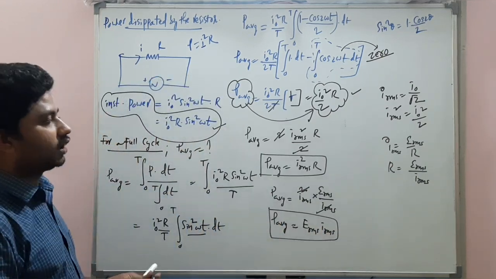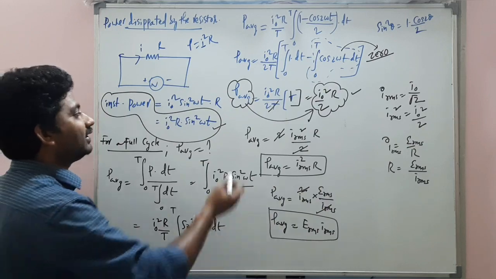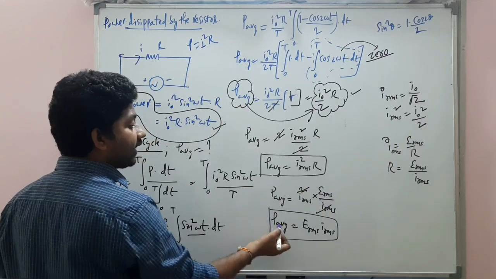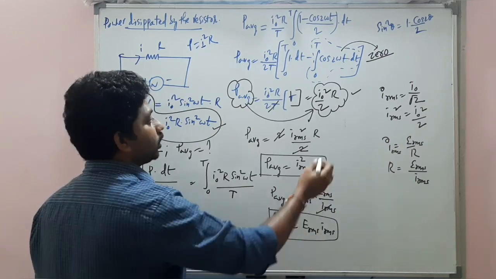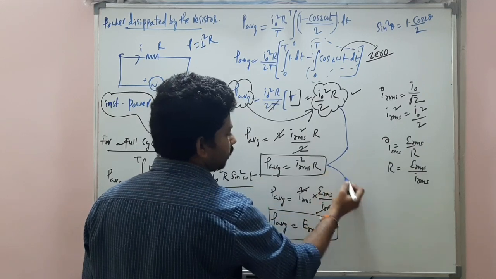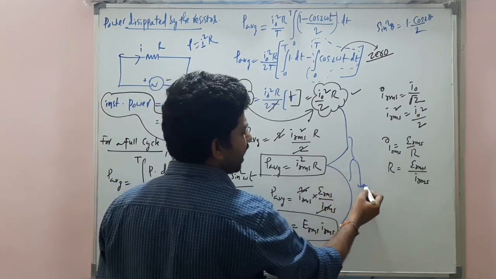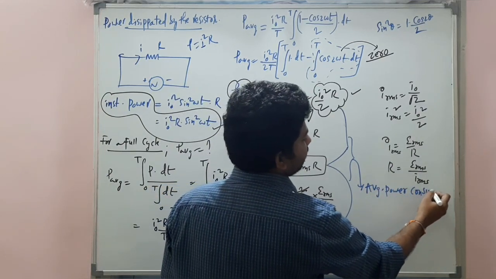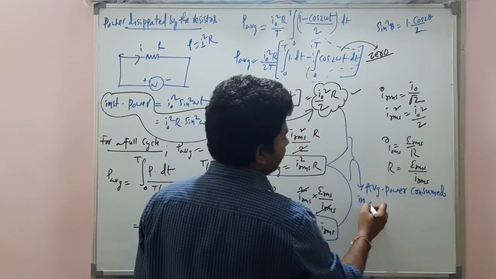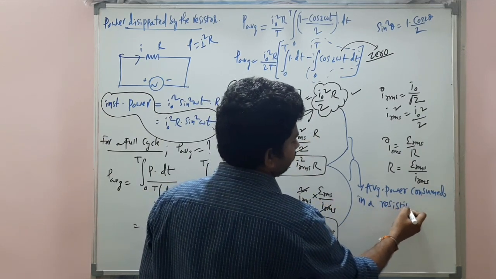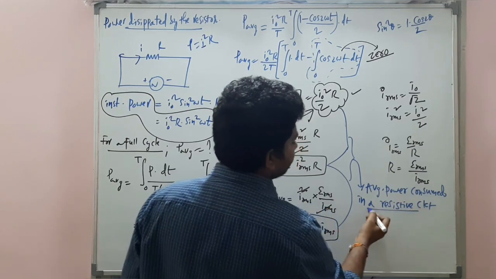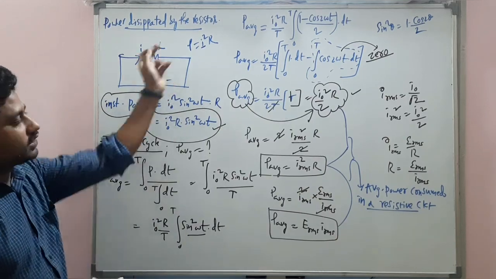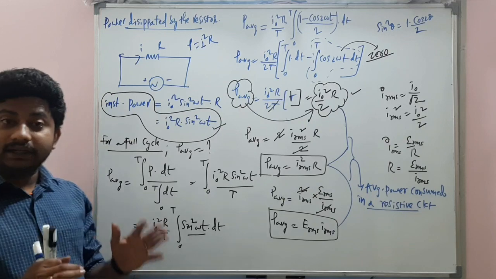So there are three expressions you can see. Average power is I naught square R by 2. Average power is IRMS square into R. Average power is equal to ERMS into IRMS. All these are the average power consumed in a resistive circuit. That means when an alternating source is connected to a resistor, this is the average power consumed.